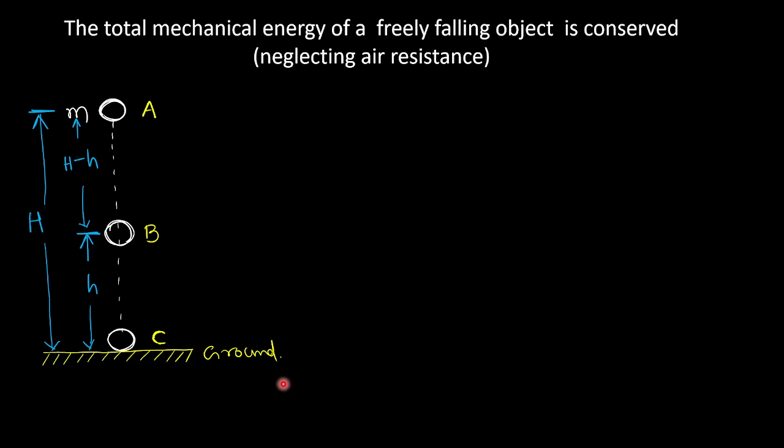So my objective is the total energy at A equals total energy at B equals total energy at C. The body is a freely falling body. Understood? It is the freely falling body.